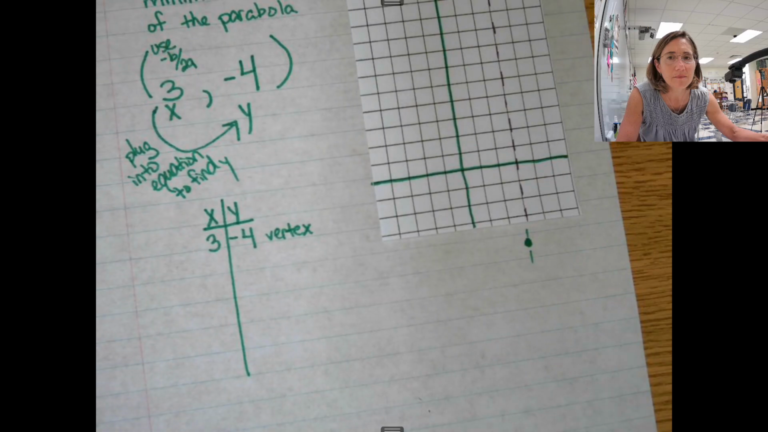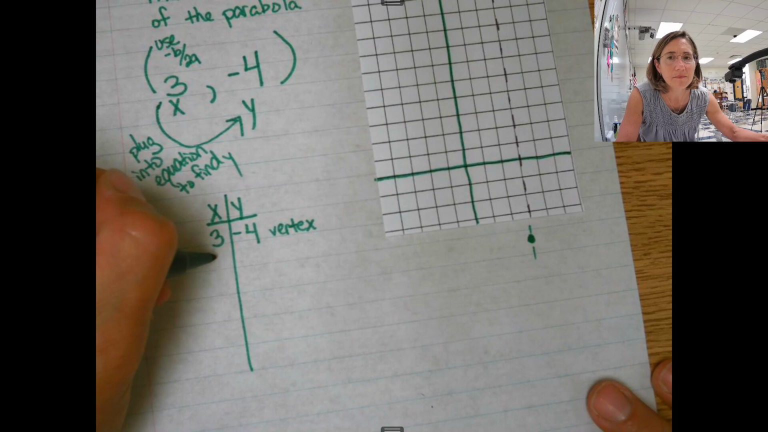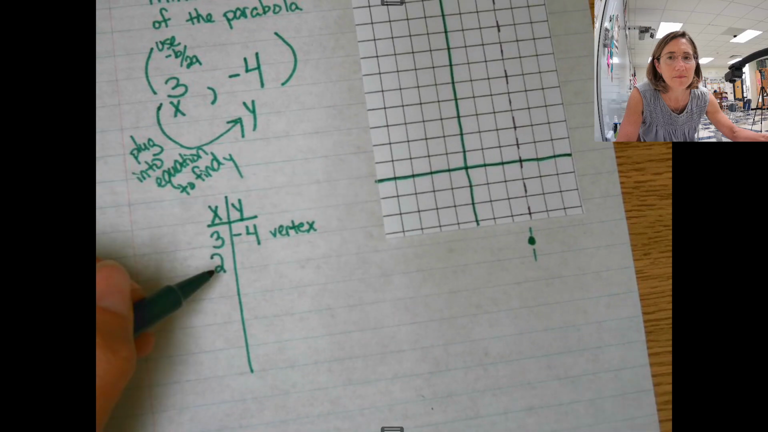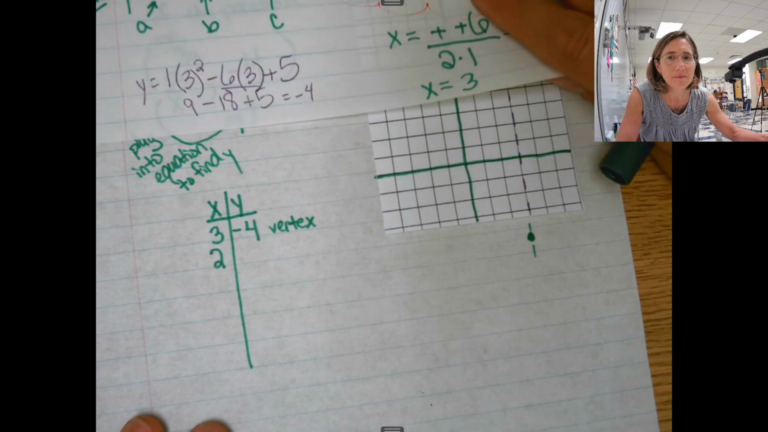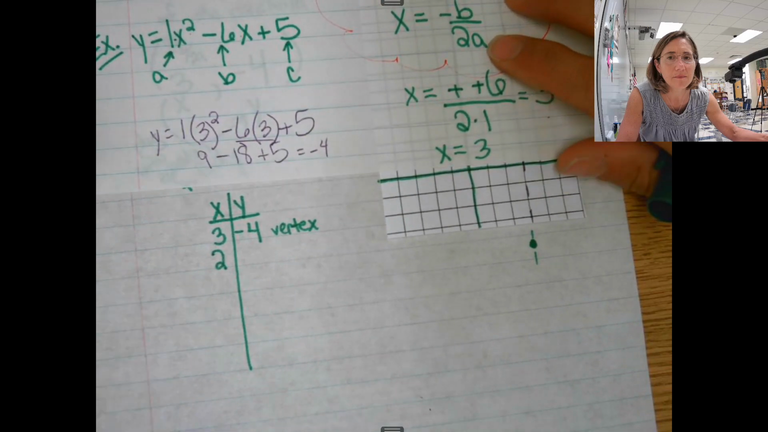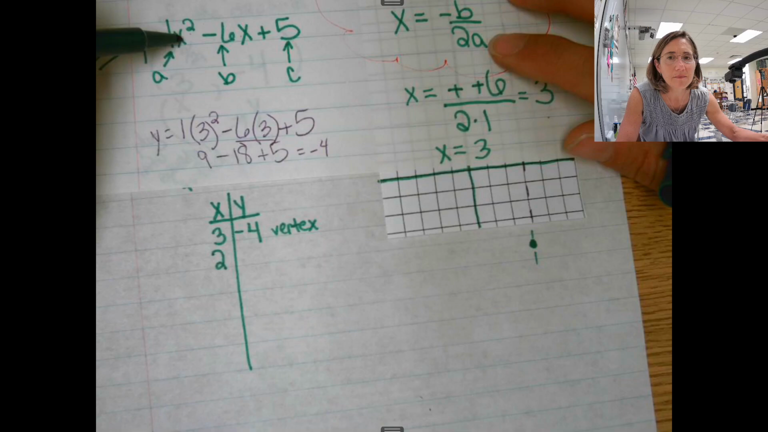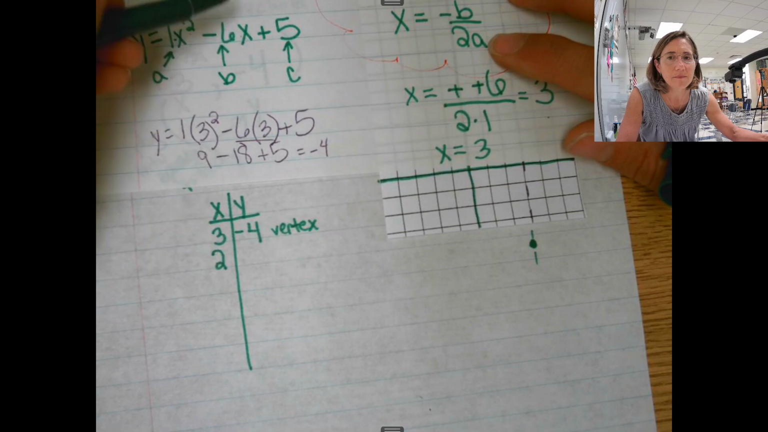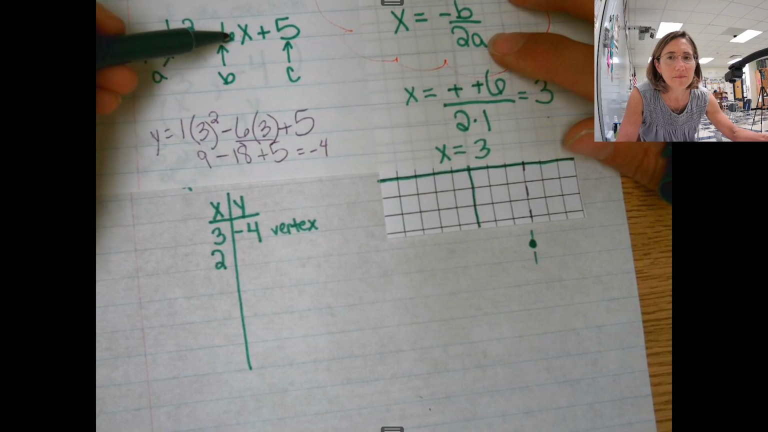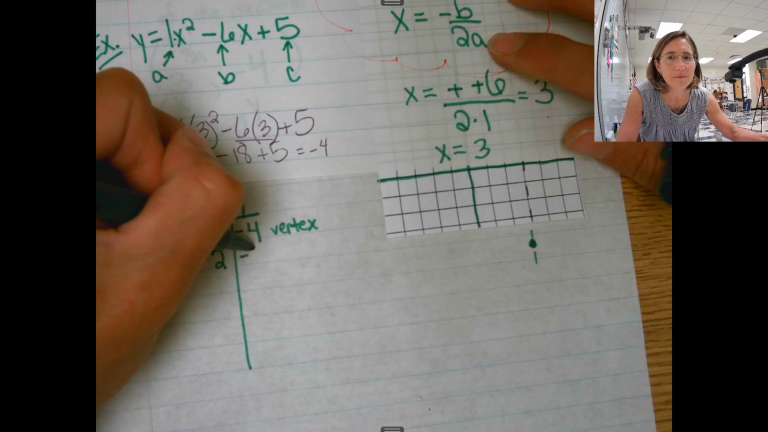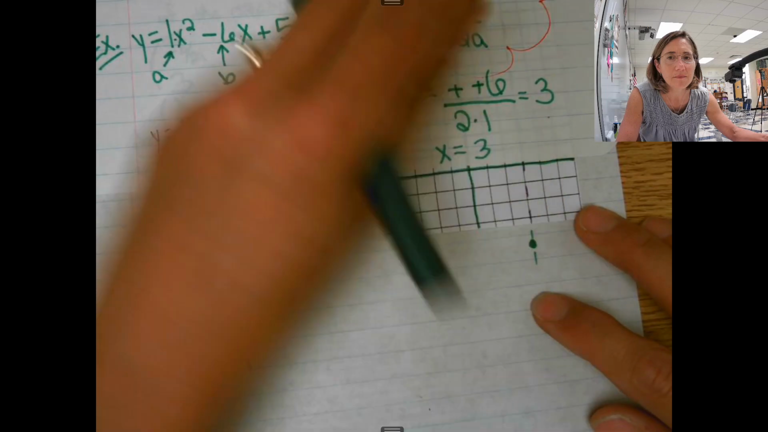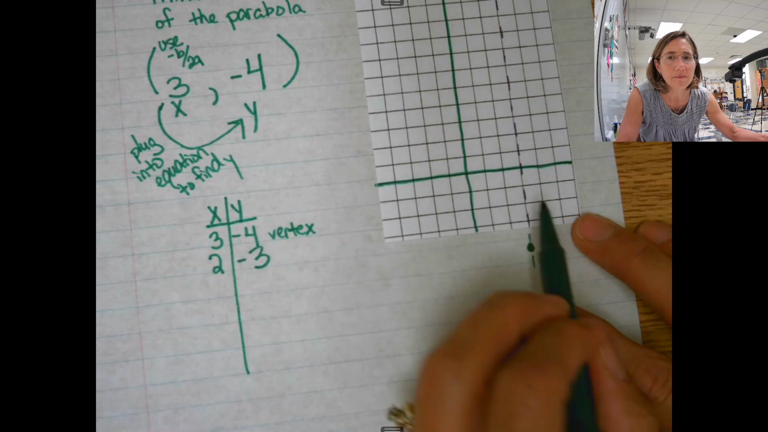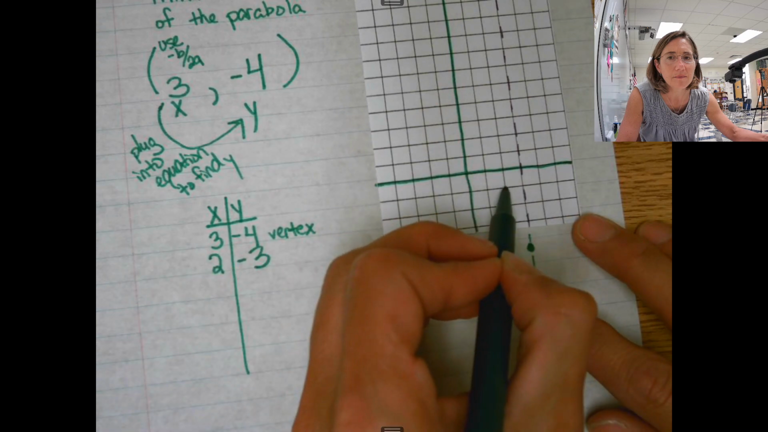So what I want to do is go just a little bit on either side of the vertex. Let's try an x value of 2. I'm going to plug that 2 into my equation for x. 2 squared is 4, multiplied by 1, I'm still at 4. Take the 2 and plug it in for this x, that would be negative 12. So I have 4 minus 12, we're at negative 8. Add 5, we'd be at negative 3. So that point on my graph would be x is 2 and y is down 3.